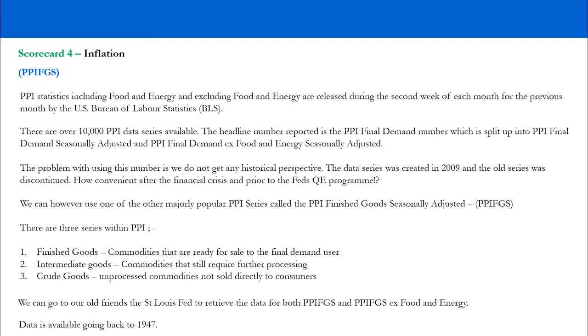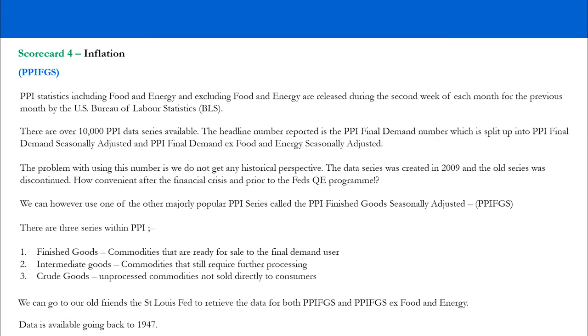What we're going to do is look further back, and we're going to look at the PPI series called the PPI finished goods seasonally adjusted number, so PPI FGS. And there are 3 series within this PPI. We have finished goods, which is commodities that are ready for sale to the final demand user. We also have intermediate goods, which are commodities that still require further processing.